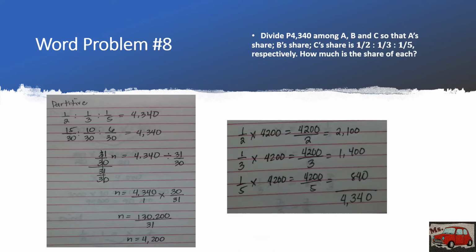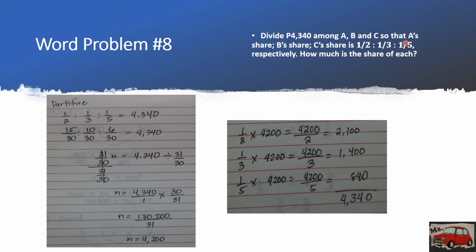Divide 4,340 among A, B, and C so that A's share, B's share, C's share is 1/2, 1/3, and 1/5 respectively. How much is the share of each? Okay, so in this scenario, what we are looking for is the share of A, B, and C in the 4,340, if the ratio we will use is 1/2 is to 1/3 is to 1/5.